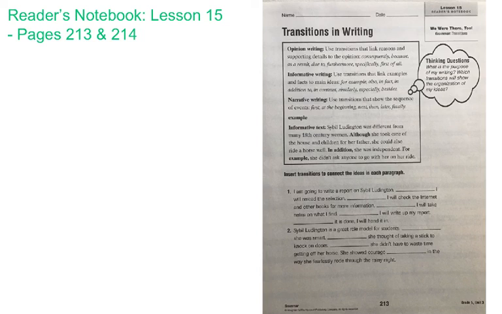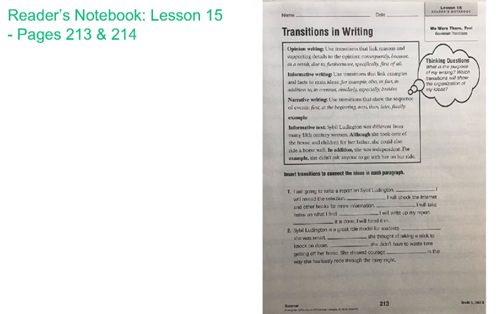Sybil Ludington was different from many 18th century women. Although she took care of the house and children for her father, she could also ride a horse well. In addition, she was independent. For example, she didn't ask anyone to go with her on the ride. So when you're working through these, ask yourself the thinking questions. What is the purpose of my writing? Which transitions will show the organization of my ideas?